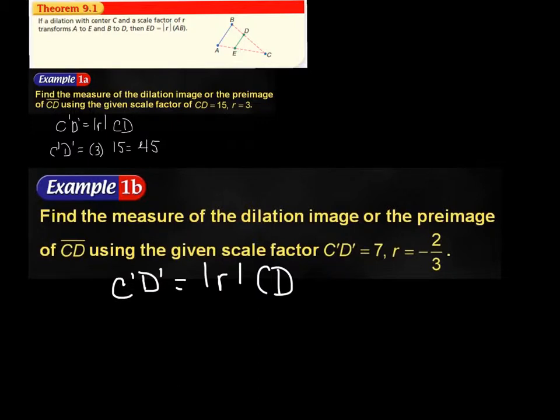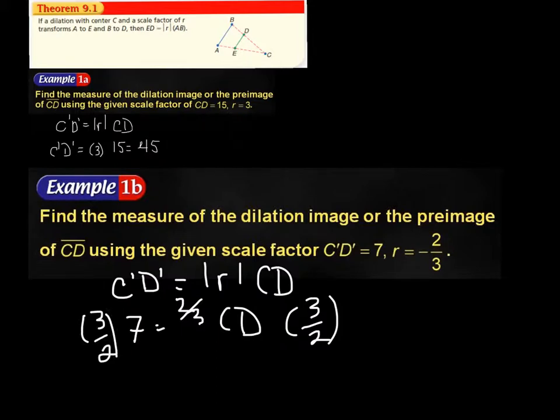We're using the same formula. This time they gave me the dilated image of 7. And I need to take the absolute value of negative 2/3, which would just be plain old 2/3, times CD. To get rid of the 2/3, I'm going to multiply by its reciprocal. So I get 21 over 2 is CD.